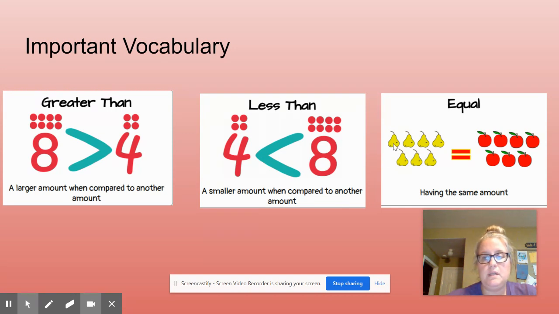The other one that it could be would be equal. Whenever something is equal, you have the same amount. So the number of pears is equal to the number of apples. Today, we are really going to focus on how to compare, but you're also going to order. So let's go ahead and get started.